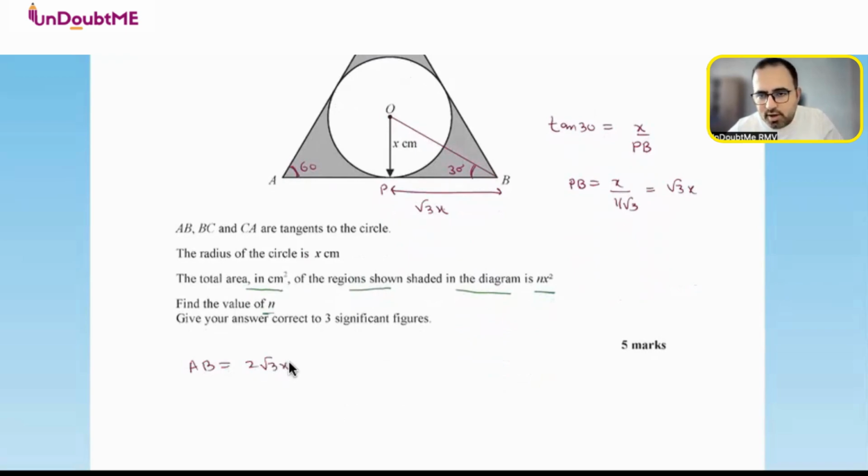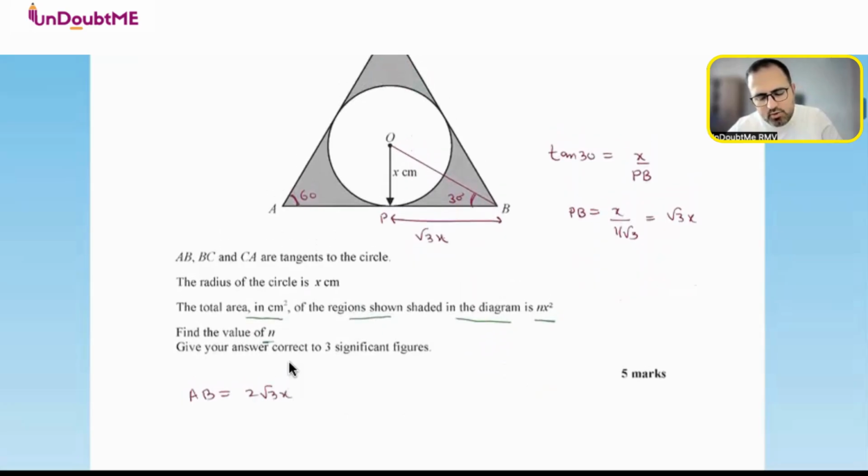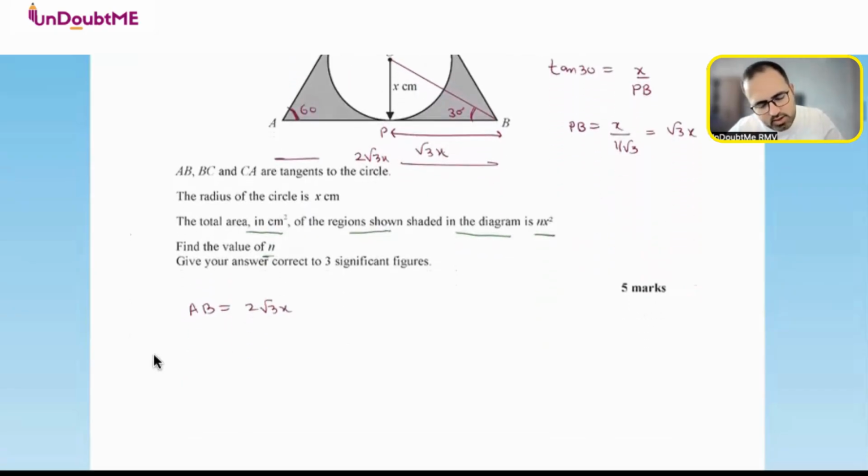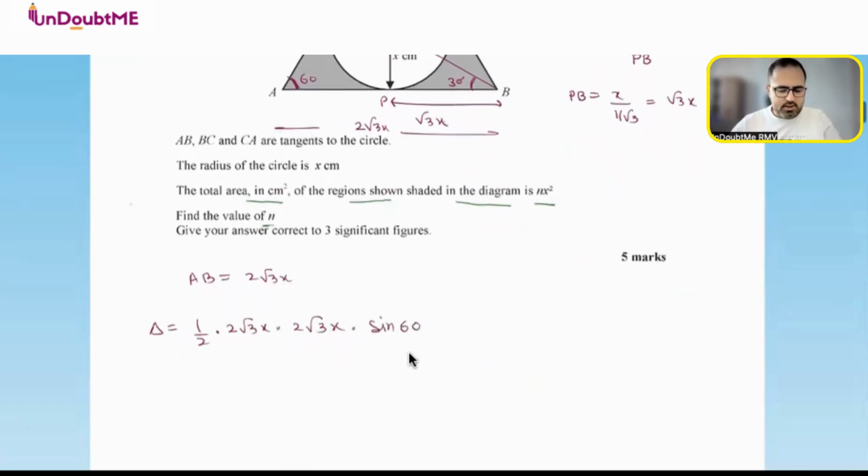Means I got the side of the equilateral triangle. Now for this equilateral triangle, if I have two sides, 2 root 3x, 2 root 3x, and I have the angle between them, I can get the area using the formula which we have just discussed. So the area of the triangle will be half times 2 root 3x, times 2 root 3x, times sine 60.